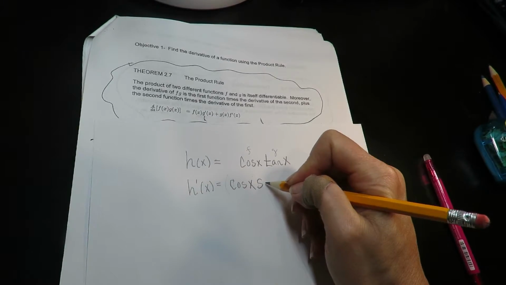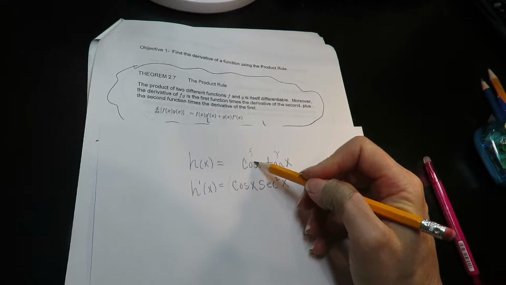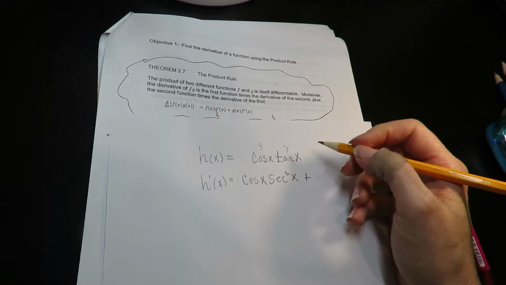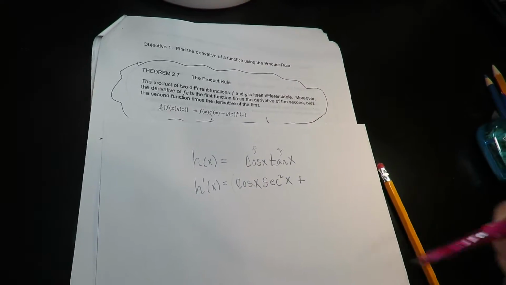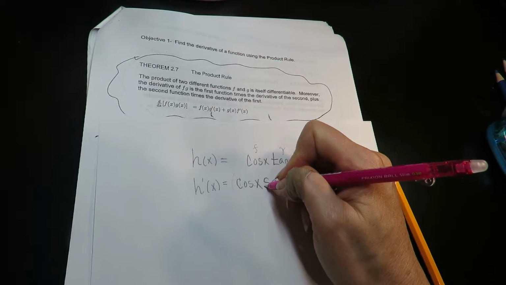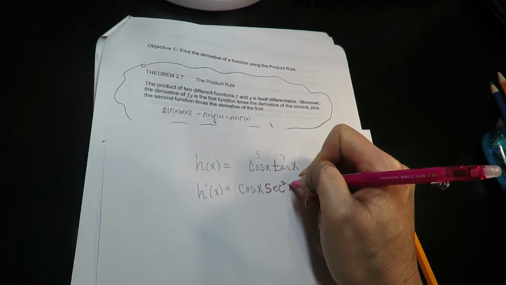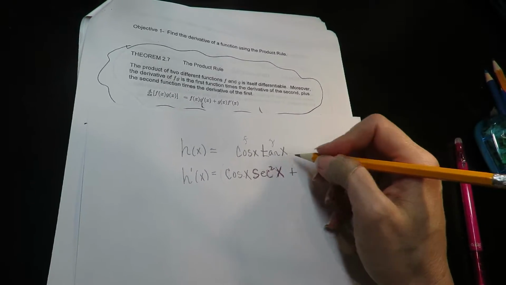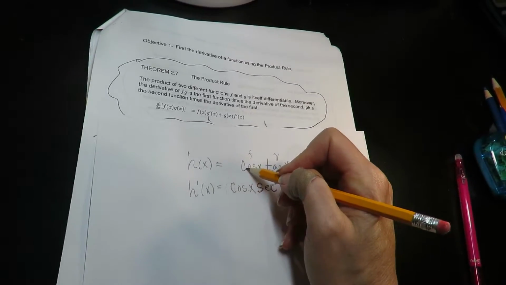Derivative of tangent is secant squared x. Okay, so we left the first part alone. We took the derivative of the second part. Plus. Now we leave the second part alone, which is the, oh, I said I would do it in color. So I took the derivative of this part. Alright, now I leave the second part alone. And I take the derivative of this.